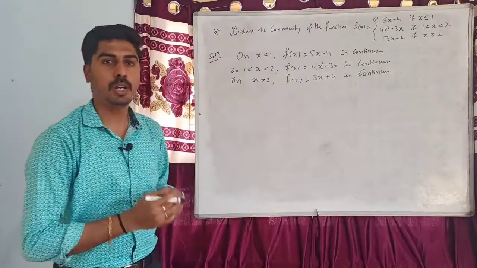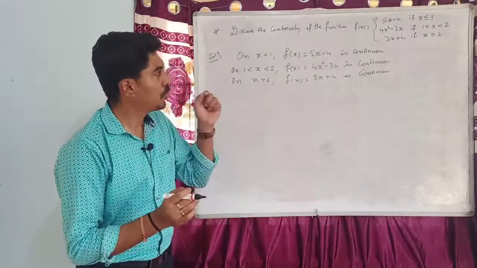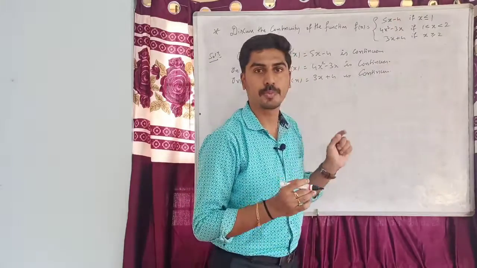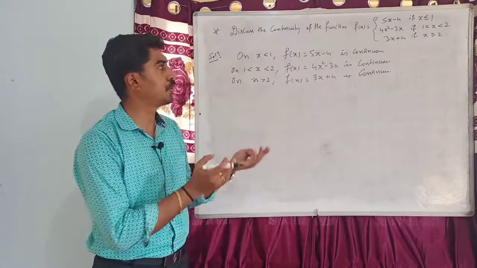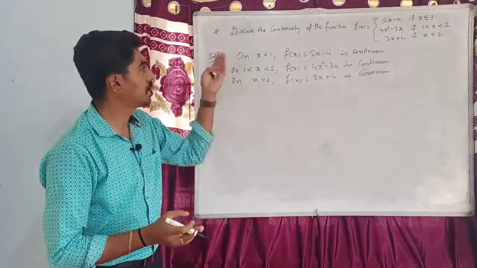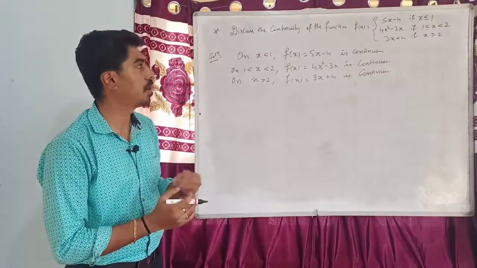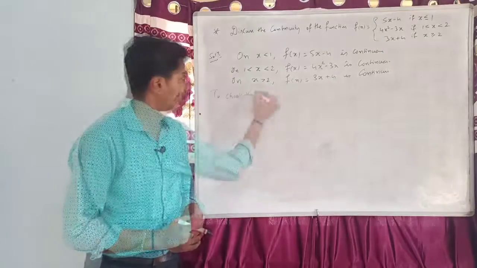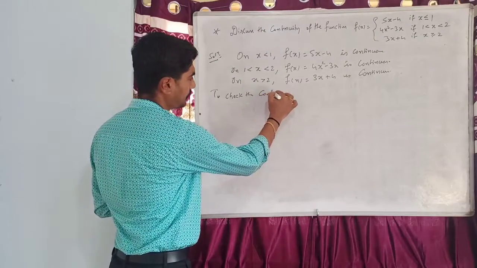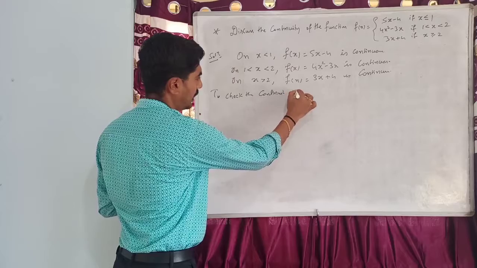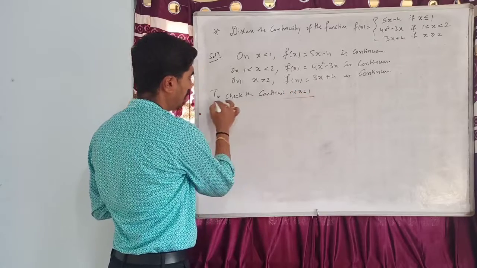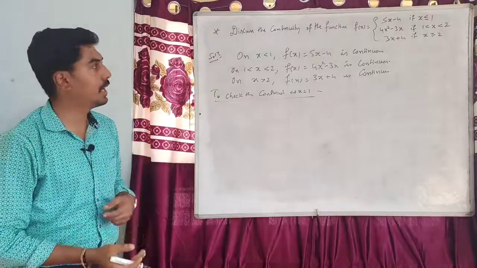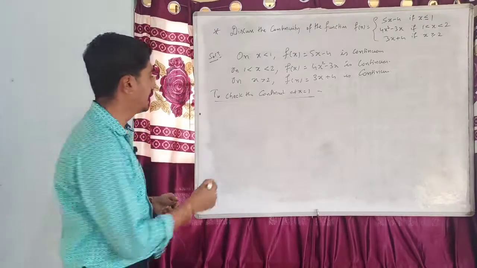So we need to check the continuity only at the point x equal to 1 and x equal to 2. If it is continuous at x equal to 1 and x equal to 2, it is a continuous function on R, otherwise it is a discontinuous function on R. To check the continuity at x equal to 1, let us find out LHL and RHL at x equal to 1.